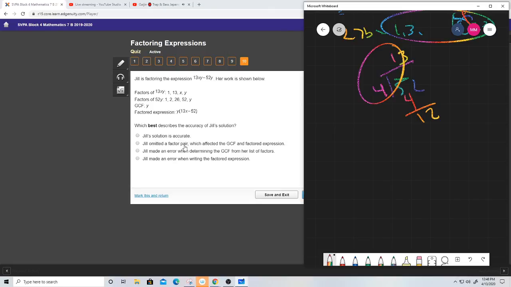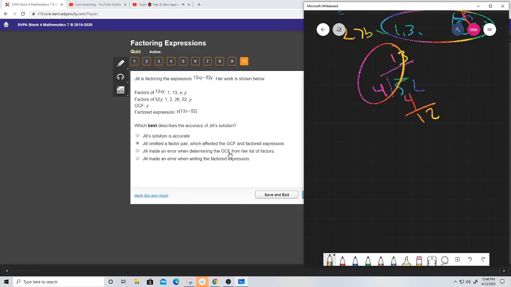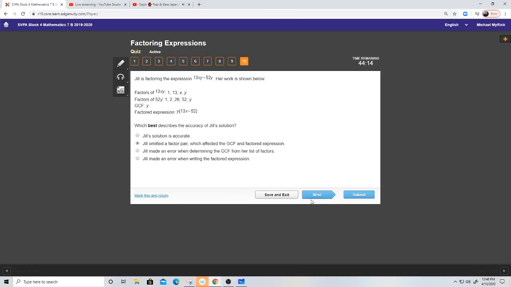No, Jill omitted a factor pair, which affected the GCF and factored expression. Jill made an error when determining the GCF from her list of factors. Alright, hold on. Jill made an error when writing the factored expression. No. Jill made an error when determining the GCF from her list of factors. No. Based off her list of factors, she is correct. Jill omitted a factor pair which affected the GCF and factored expression. Alright, I'm going with my answer because it just seems right.